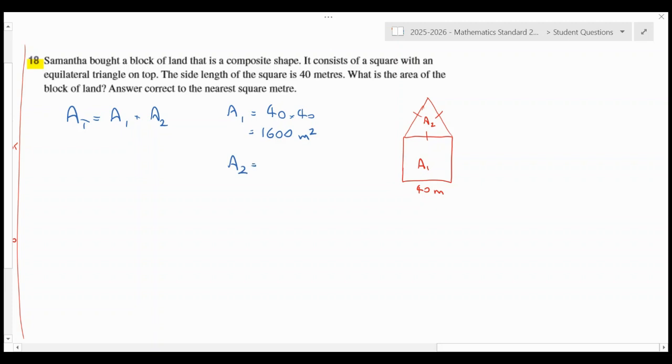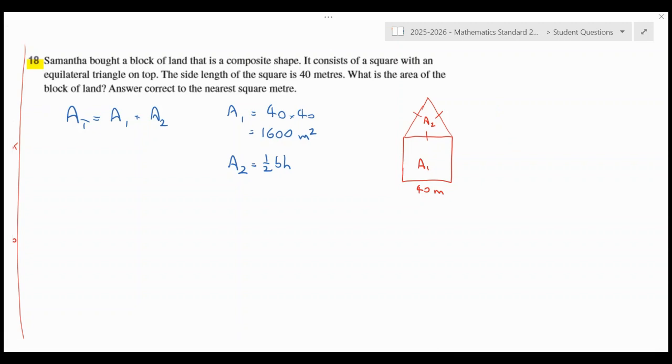Area 2, however, is this equilateral triangle. Is the area of a triangle still half base times height? Yes, it is, but remember the height has to be the perpendicular height. We don't have a perpendicular height here at the moment. So what are we going to do? There's a couple of things you can do, and I'm just going to throw some of them out there.